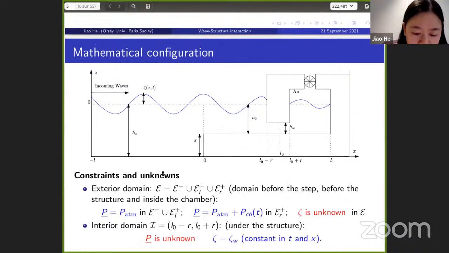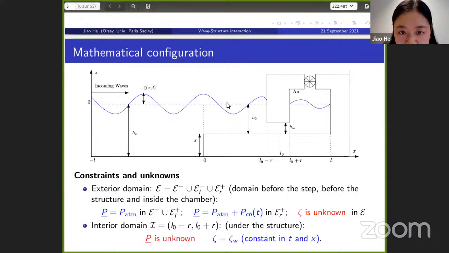And there are some constraints and unknowns. As you can see in this picture, we have a lot of domains. We have the exterior domain. When I say the exterior domain, it is this domain before the step and after the step, before the structure, and this domain is also the exterior domain, and the interior domain is the domain under the floating structure. And in the exterior domain, the pressure is supposed to be the atmospheric pressure.